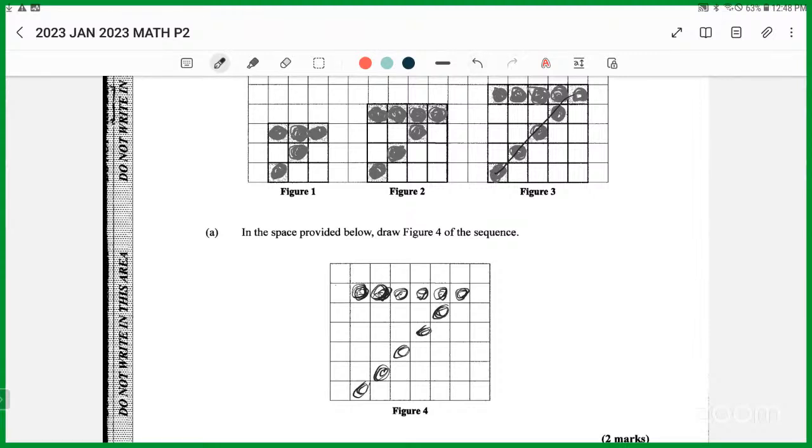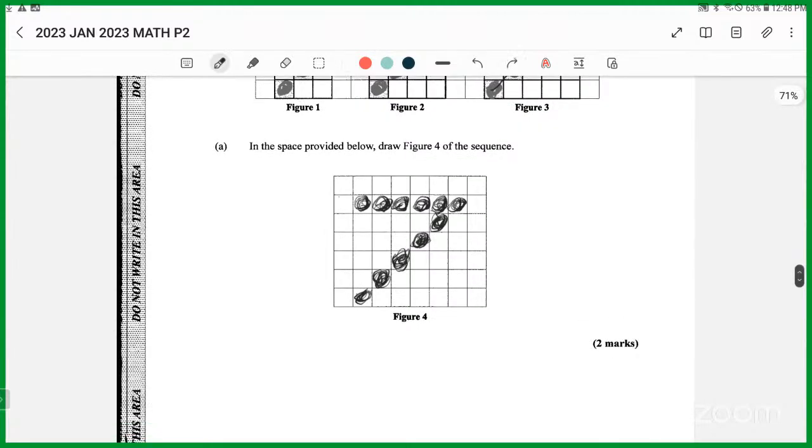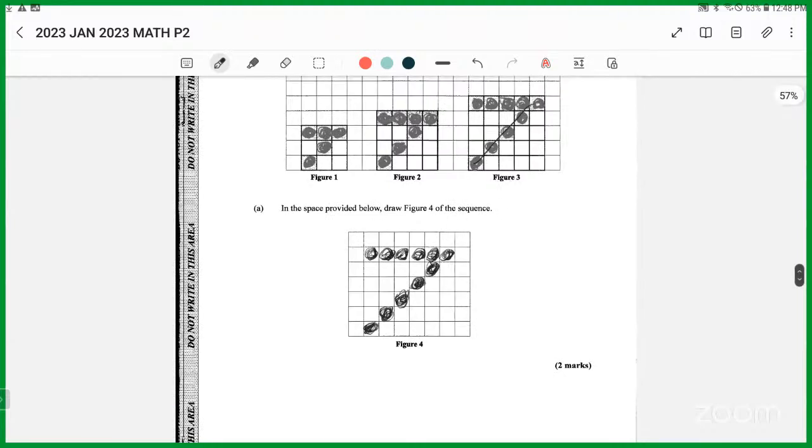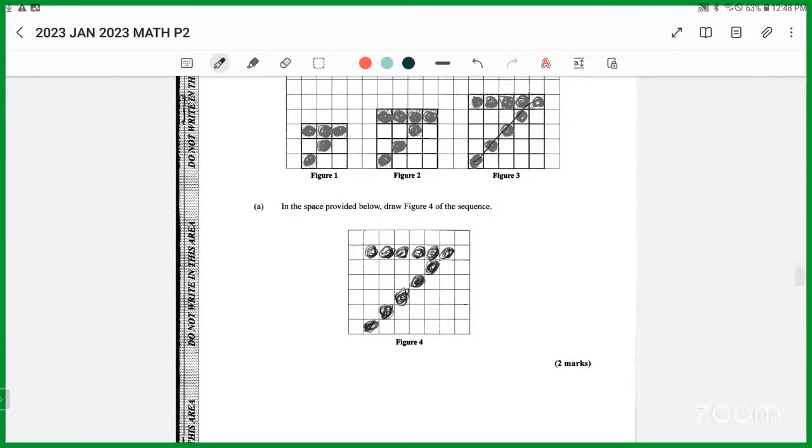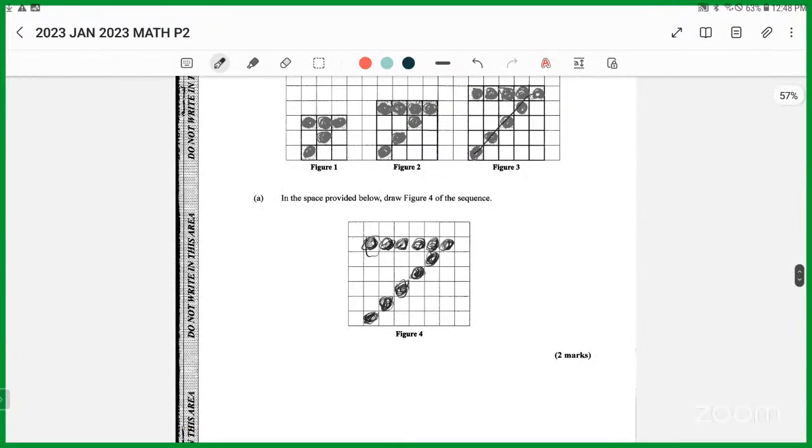I need to be shading all of this, but I'm just going to leave it like this. Trust me, you will get the marks. They give marks for the shape. So 1 mark, 2 marks. Trust me, they'll give you 2 marks for that. That's the shape, figure 4. You don't have to kill yourself and shade out the whole box and all. That is good. Trust me.